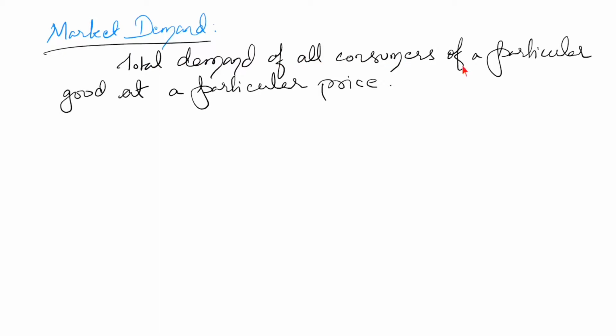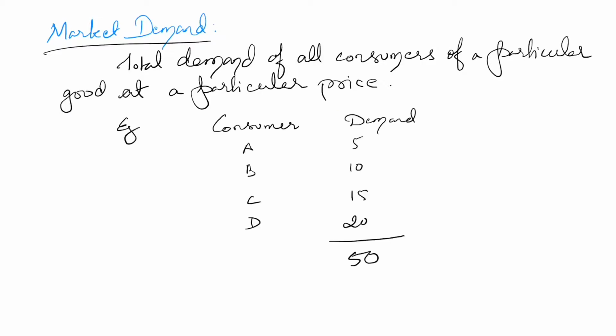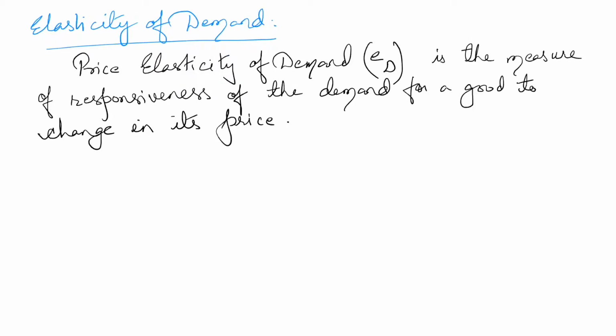Market demand. It is the total demand of all consumers of a particular good at a particular price. For example, suppose there are 4 consumers A, B, C and D, and their demand is 5 for A, 10 for B, 15 for C and 20 for D. By adding all these demands of these 4 consumers, we get 50. Then this 50 will be the market demand for that particular good.